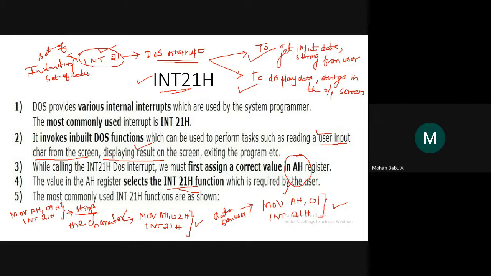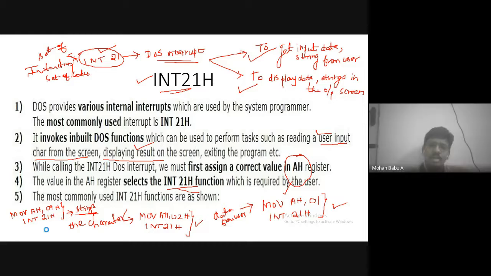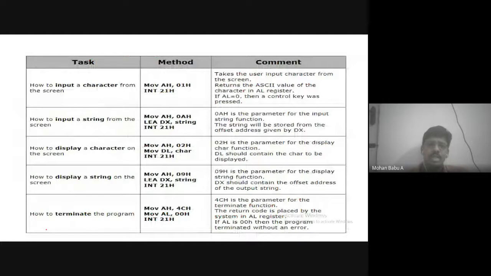Similarly, if you need a string as input from the users, you will need to type MOV AH comma 09H, INT 21. If you define these two instructions in programming, this will help you to get string input from the users. Next, this is the table. This will clearly explain how to give the instructions, how to accept data, how to accept strings from users, and how to accept characters from the users.